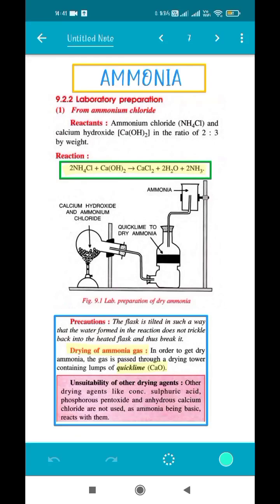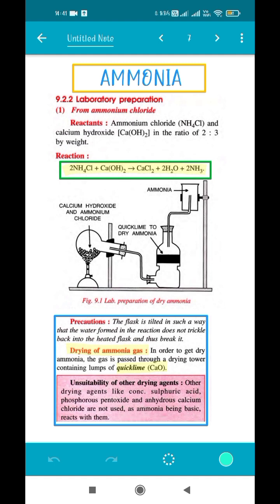So our next chapter is ammonia. Again, we will talk about the laboratory preparation of ammonia, some of its important properties and certain important reactions. So let's start with the laboratory preparation. We can prepare ammonia by three different methods. Two will be laboratory preparation and one is its manufacture in large factories.